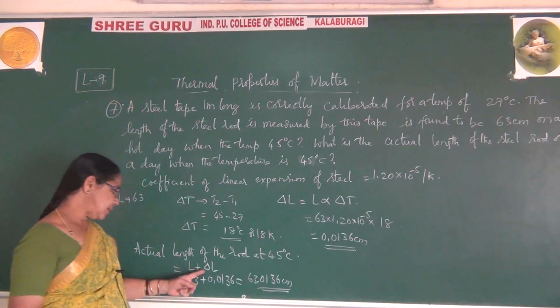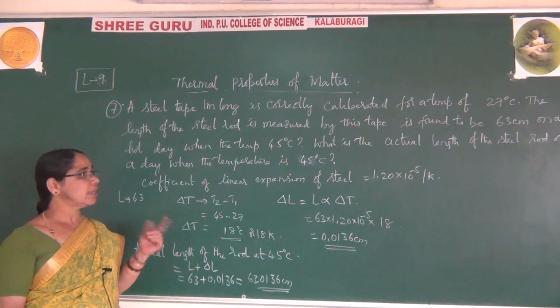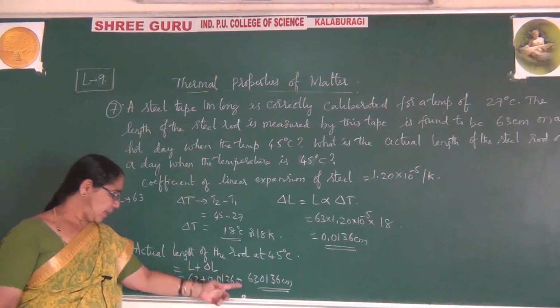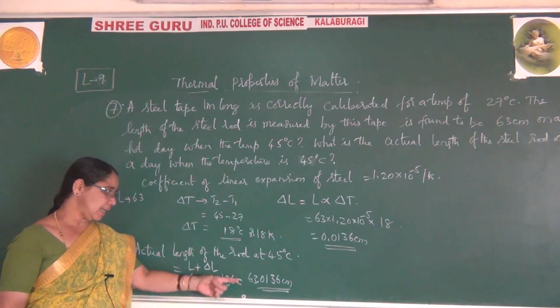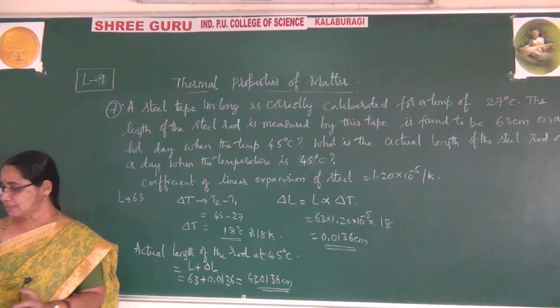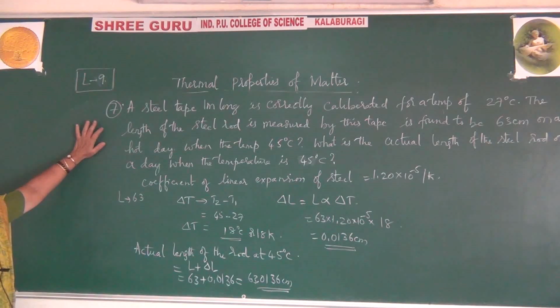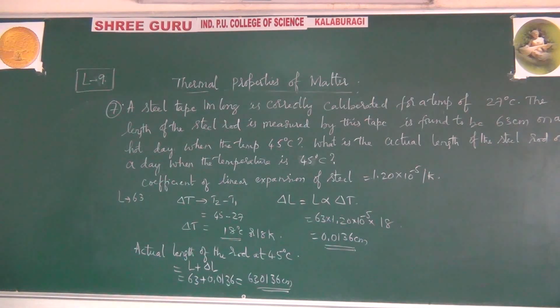Now L plus delta L means the expansion has taken place on that steel rod. So that will be calculated here. So the actual length of the rod at 45 degrees centigrade is 63.0136 centimeters. This is what you have to calculate for this one. Okay, this is the question. Right. Now let me go for another type of problem.